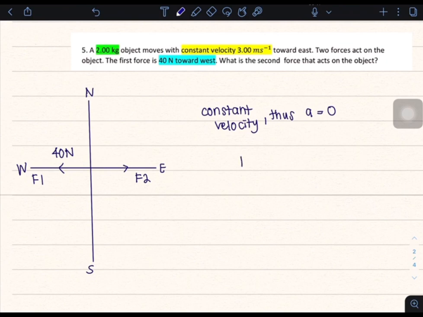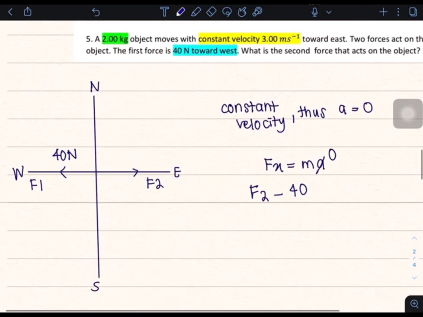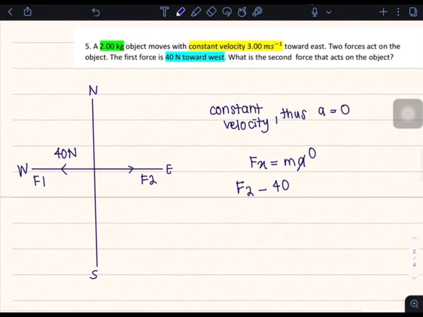So if we want to find the second force, we use the Fx component equals to ma. And since velocity is constant, a is 0. So as we know, F2 minus 40 Newton, since it is already stated that towards west is 40, is equals to 0. So the second force is equals to 40 Newton as well.